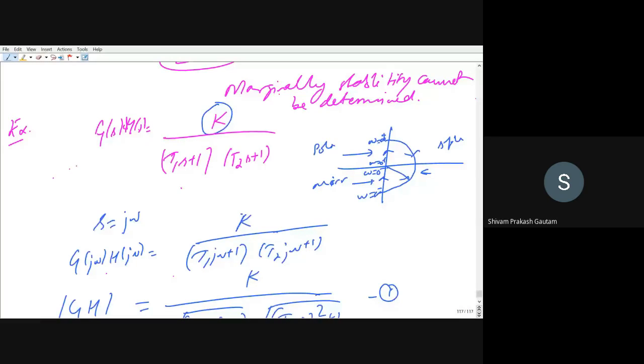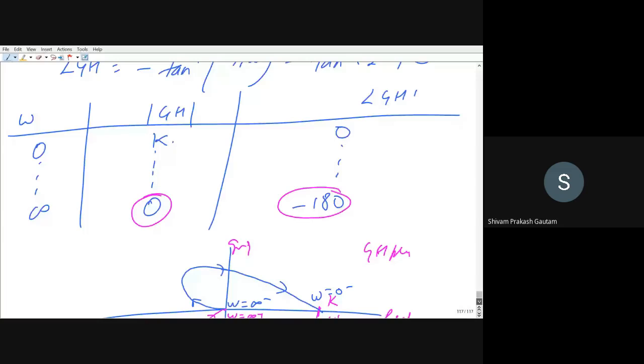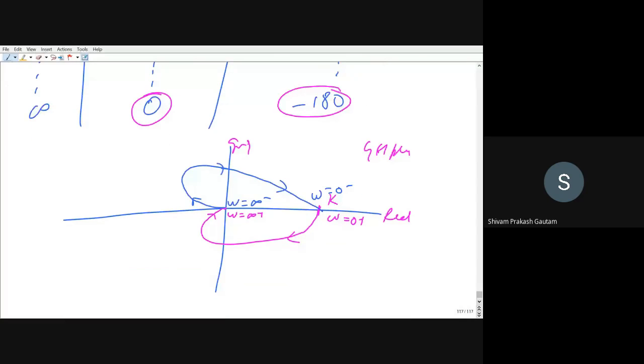The radius will be r e to the power j theta, where r tends to infinity, and theta goes from plus pi by 2 to minus pi by 2. We have seen this. So you can put s is equal to r e to the power j theta and substitute the limit. Ultimately, its magnitude will come to 0.